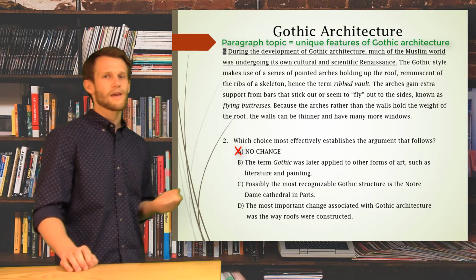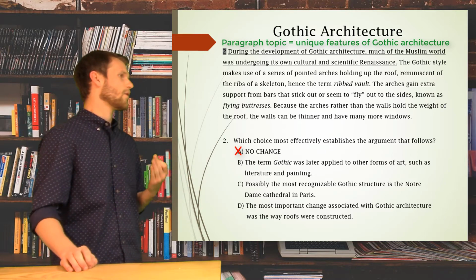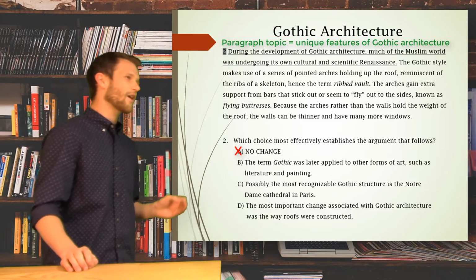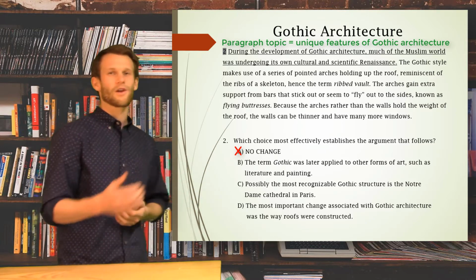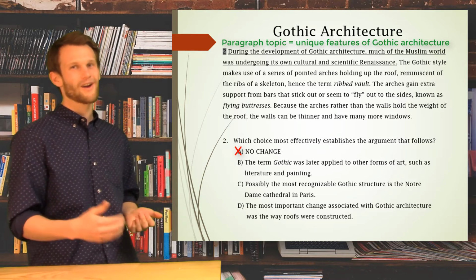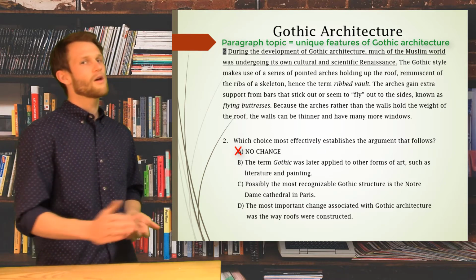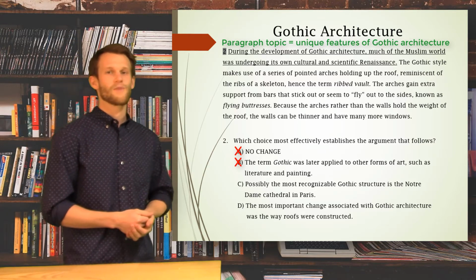So we can check out B. Now, this one is saying that the term Gothic was later applied to other forms of art. Again, this is not good. This is not an introduction for what we're looking for. We're looking for the unique architectural features of Gothic architecture, not how Gothic was applied later to other forms of art. B, no good. It's shifting the focus too much.